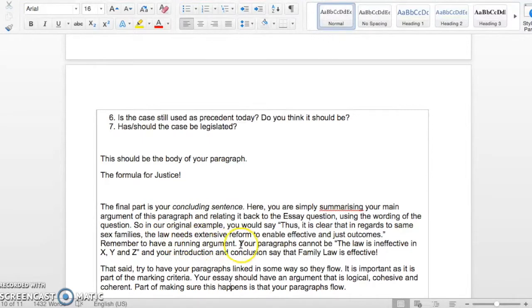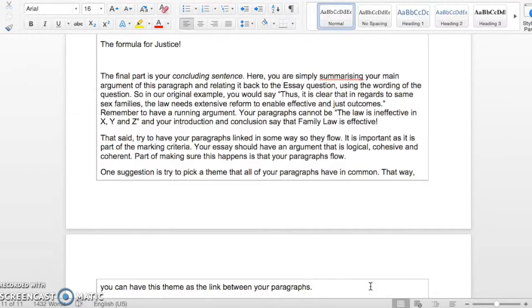So remember to have a running argument. Your paragraphs can't say the law isn't effective in XYZ, while your introduction and your conclusion say that family law is effective. You need to have a very clear, specific argument. That said, try to have your paragraphs linked in some way so that they flow. It is important as it is part of the marking criteria. Your essay should have an argument that is logical, cohesive, and coherent. Part of that means making your paragraphs flow. I've seen some essays that look like they were written by three different students who'd never met each other. That's not a good essay. You want an essay that has a clear, concise, flowing argument and it's coherent.